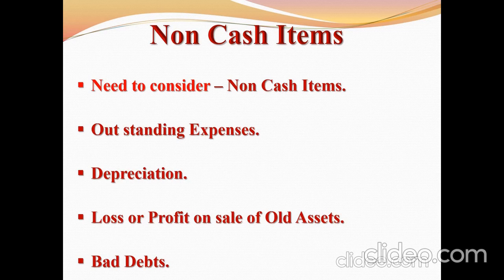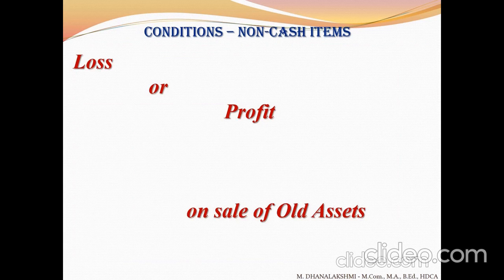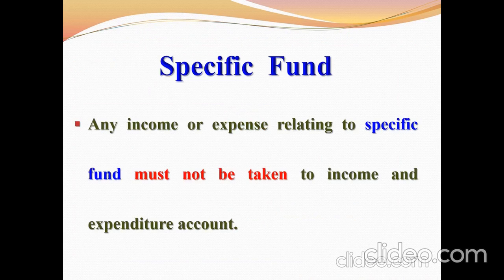Profit or loss on sale of assets is a nominal nature account, so it will come under the expenditure account. If it is a loss, just enter the expenditure side. If it is a profit, just enter the income side. Non-cash items like depreciation, outstanding expenses, loss on sale of assets, all these things will be shown under the expenditure side. Why? Because the income and expenditure account is just like a nominal account. Nominal account rule is debit all expenses and losses, credit all income and gains.